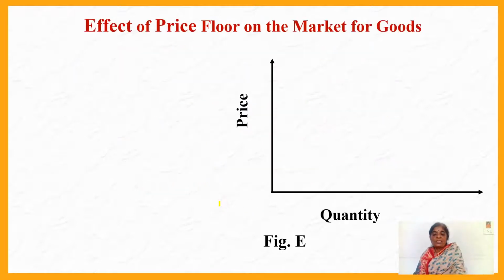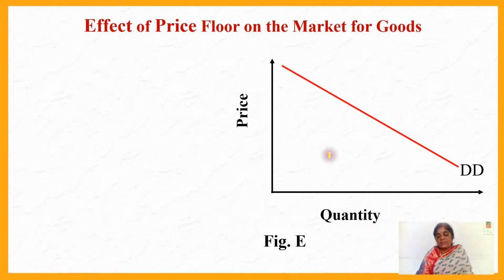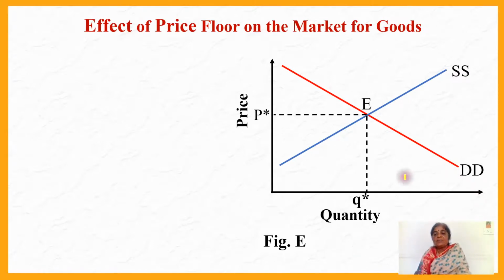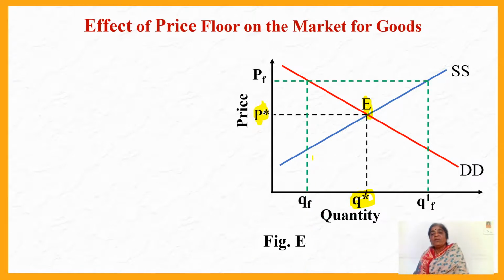Thereby, producers are protected. And also, we can see this diagram. It explains the price floor, the demand curve, and the supply curve. These are the market forces. Market forces determine the price as P star, the equilibrium price, and the equilibrium quantity at E. But what will happen now? The government fixes the price at more than the equilibrium price. This is the PF, the price floor fixed by the government.